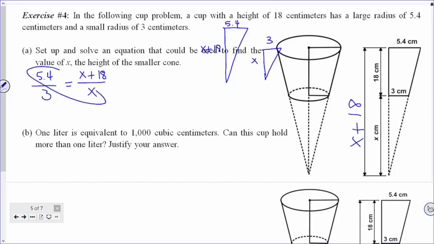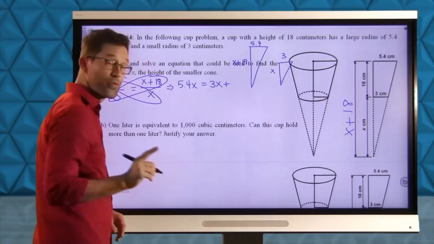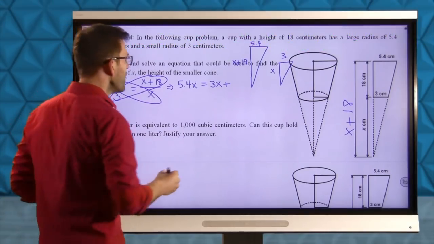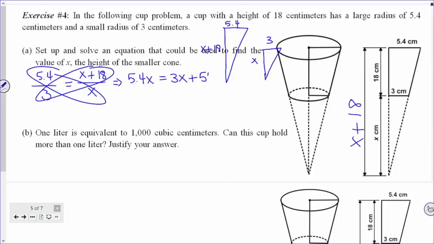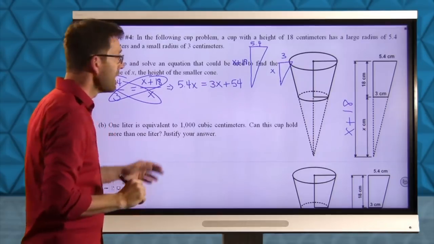I'm just going to cross multiply. All right, we should feel comfortable with how to do that. That's going to give me 5.4 times x is equal to 3 times x plus 3 times 18. And 3 times 18, last I checked, is 54. Yep. All right. Now I have to solve this.